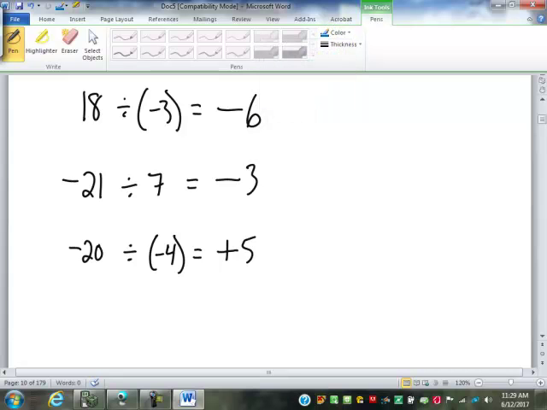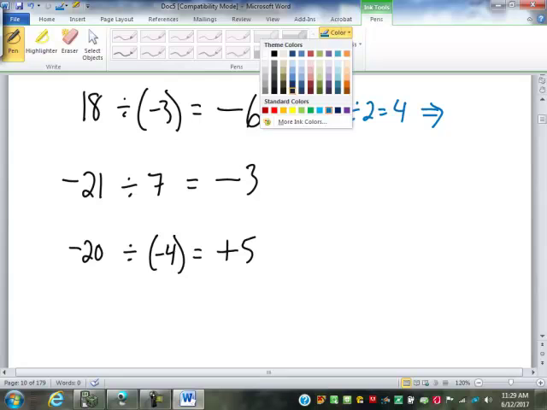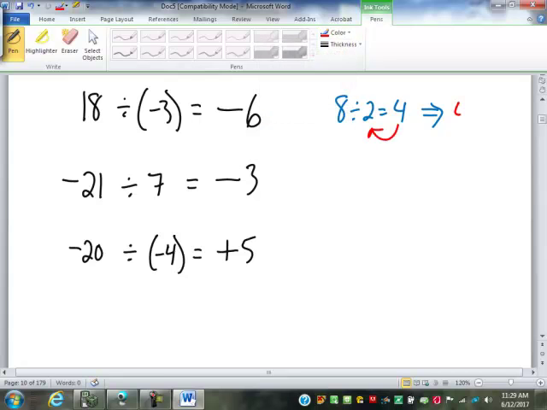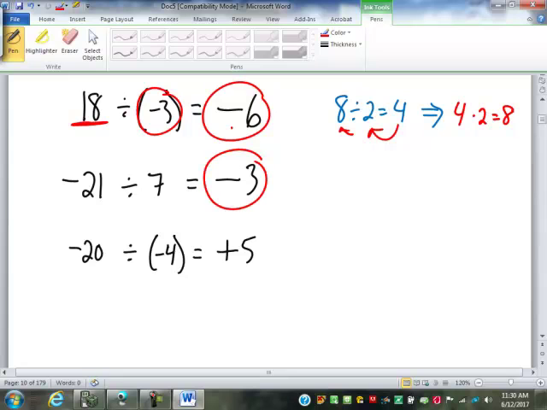The definition of division. 8 divided by 2 equals 4. Because if I work backwards, 4 times 2 equals 8. So here, does negative 6 times a negative 3 equal a positive 18? Yeah, negative times a negative equals a positive. Negative 3 times a positive 7, does that equal a negative 21? Yeah, negative times a positive equals a negative. Positive 5 times negative 4, does that equal negative 20? Yes, positive times a negative does equal a negative.